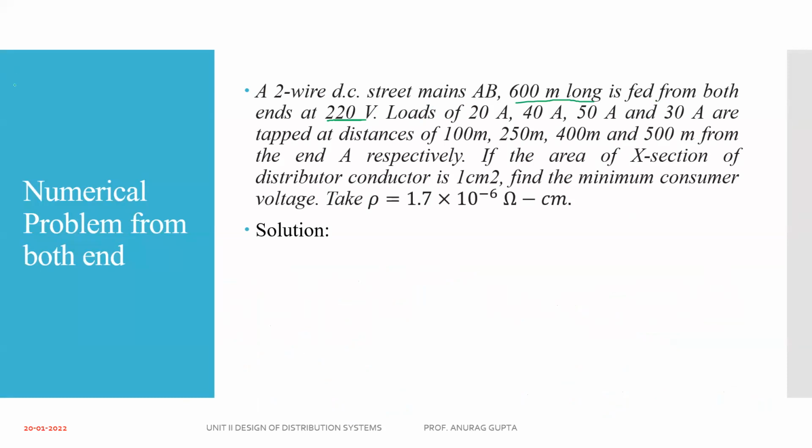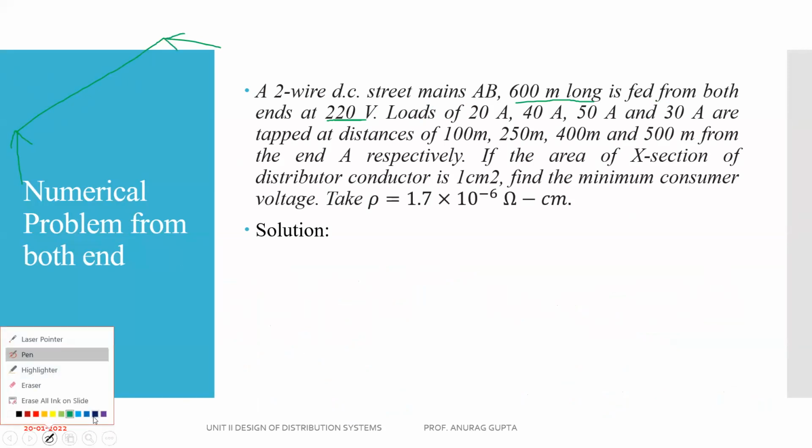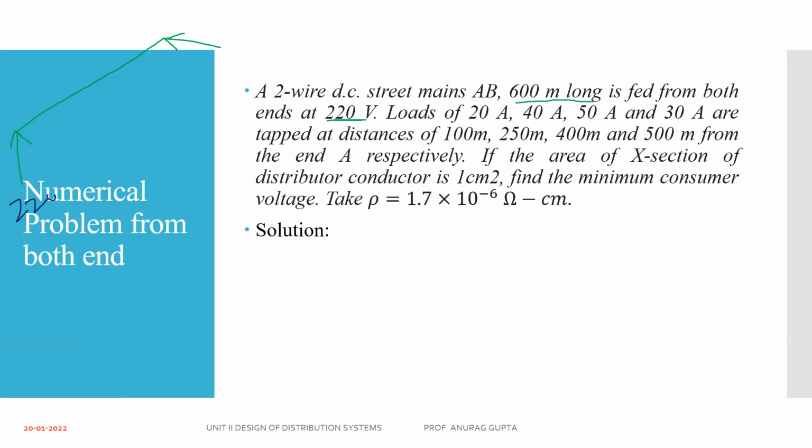So now what's changing here? In this numerical, I'm changing this one. It's your A point and that's a B point. Clear? At A point, you can see feeding from both ends at 220 volts. So that's very good that at both ends A and B, I'm providing similar voltage, 220 volt, 220 volt. That's point A, that's point B, and AB is 600 meter long.